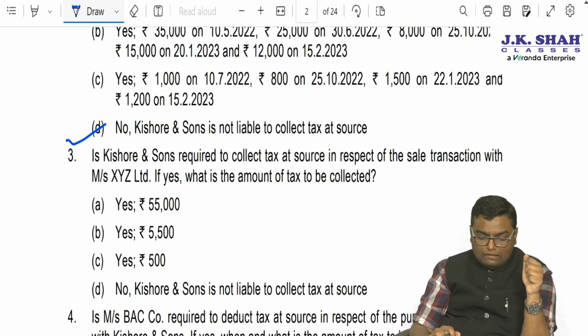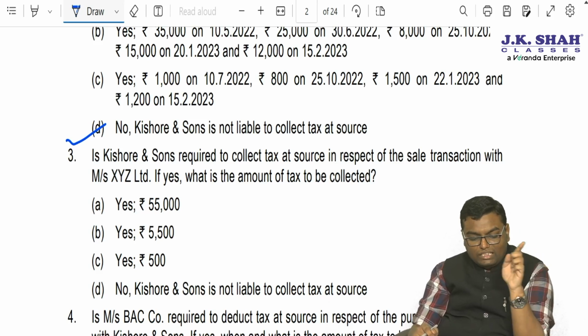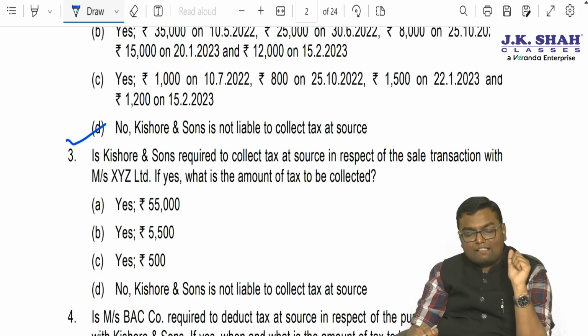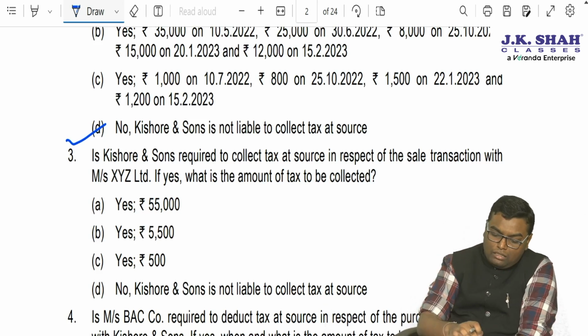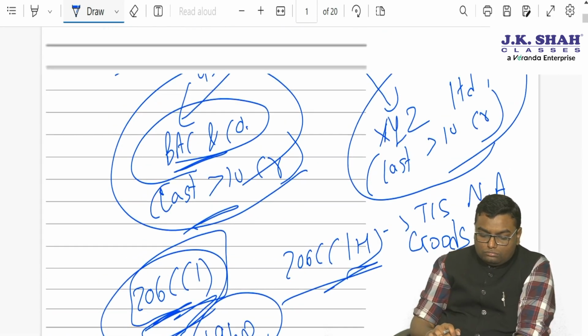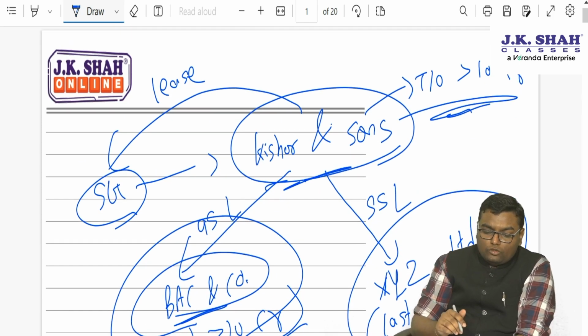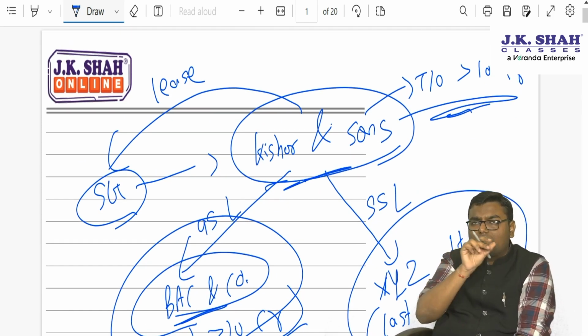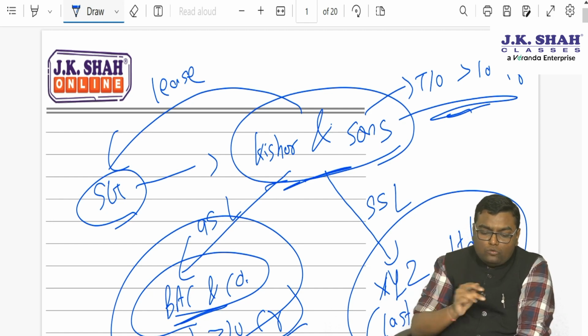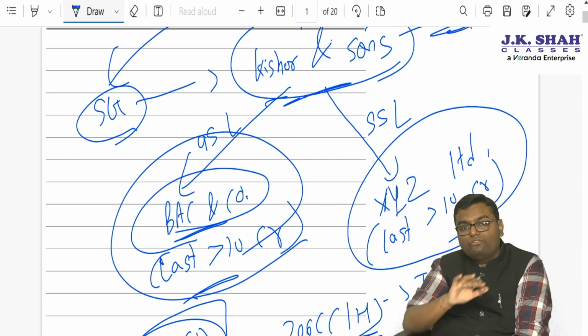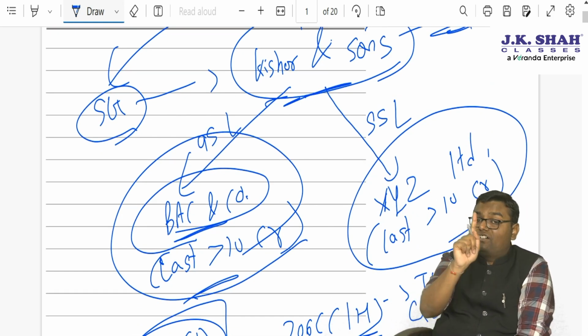Is Kishore and Sons required to collect TCS for the sale transaction with XYZ Limited? If yes, what is the amount of TCS? See, as I told you, the goods covered over here is coal. So TCS will apply under 206C clause 1 or 206C clause 1H. So what will prevail? 206C clause 1 will prevail. And if 206C clause 1 prevails, without any threshold, the TCS is 1%.